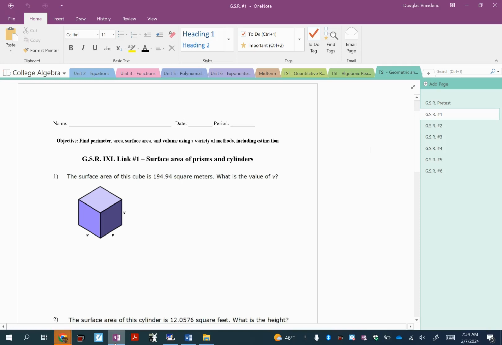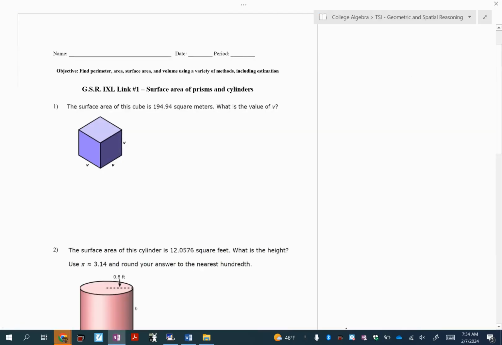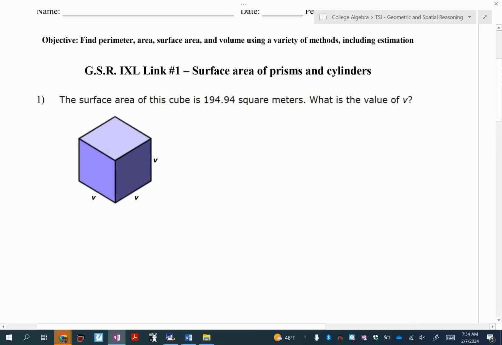With these questions, I try to give you what I find to be the most challenging ones. So you'll notice in these, this is going to be the most involved, the most amount of work. When you start doing the link, the first couple won't be like this. It'll be just like, here's the side length, and then use the formula to plug in. Those are pretty straightforward, so I try to avoid those if I can.